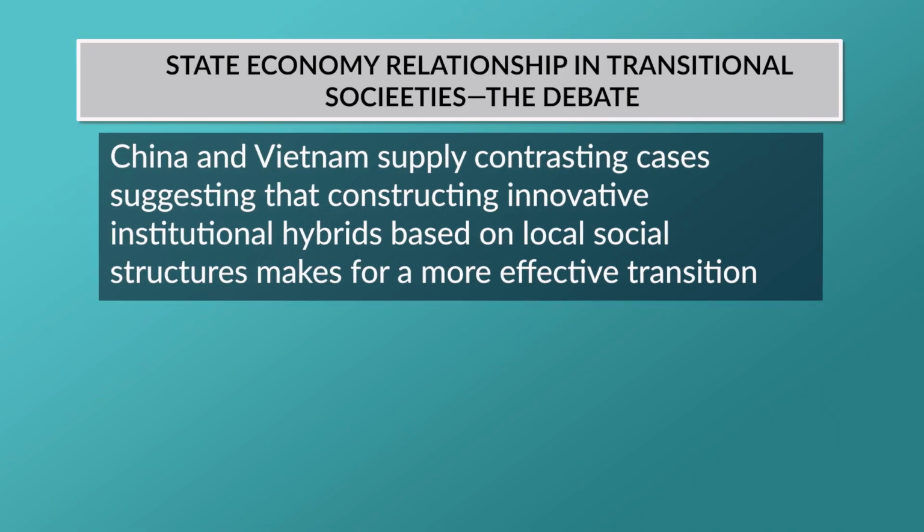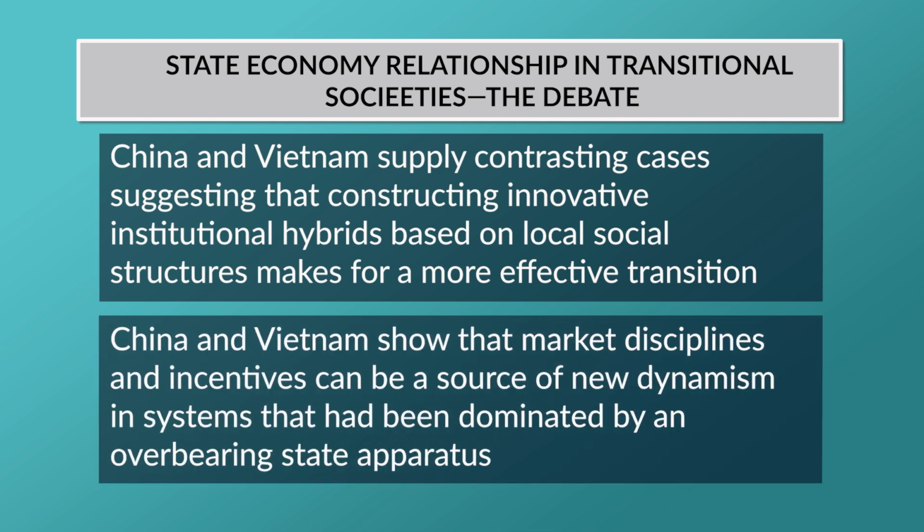China and Vietnam supply contrasting cases, suggesting that constructing innovative institutional hybrids based on local social structures makes for a more effective transition. China and Vietnam further show that market disciplines and incentives can be a source of new dynamism in systems that had been dominated by an overbearing state apparatus. But it is critical to note that the old state apparatus continues to supply enough discipline over market actors to prevent the emergence of a mafia-style predatory capitalism as in Russia.